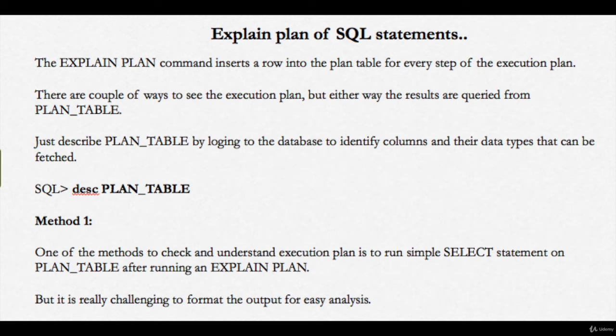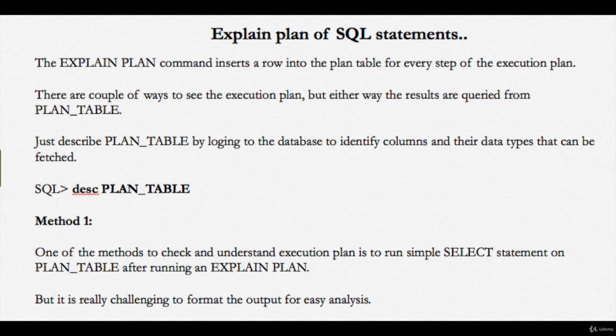So whenever you run it, the explain plan command inserts rows into the plan table. There are a couple of ways to see the execution plan, but either way the results are queried from the plan table. Just describe the plan table by logging into the database to identify the columns and the data types that have to be fetched. So the SQL is describe plan_table. The output may not be readable, so I have two methods to make it look readable.